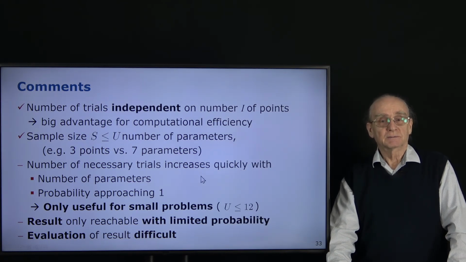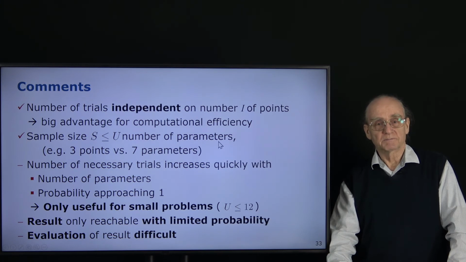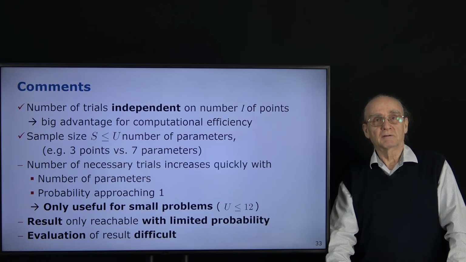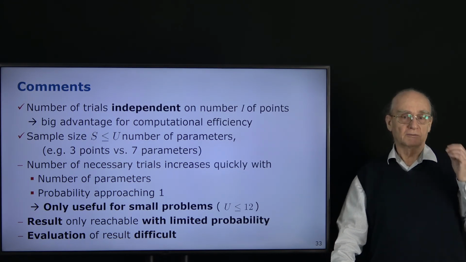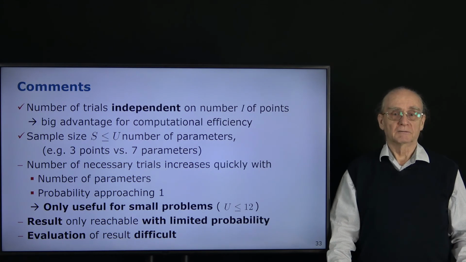The second, which is a minor thing but is essential, is that the sample size, S=3 in our case, is usually smaller than the number of parameters. Of course not larger. So in this case we only need 3 samples compared with the 7 parameters, because each sample gives us 3 constraints on the results.